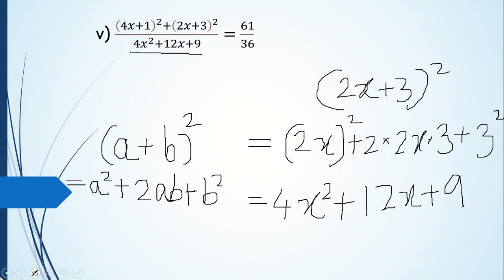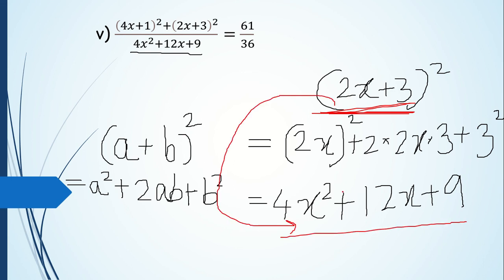Okay. So you realize this now, that (2x plus 3) the whole bracket square is same as this. It is just another form of that. So in place of 4x square plus 12x plus 9, we will be writing (2x plus 3) the whole bracket square. I hope everybody understood why we are writing it that way. Because it is the same thing. Using the formula (a plus b) the whole bracket square, we will come to know that it is just the expanded form of it.